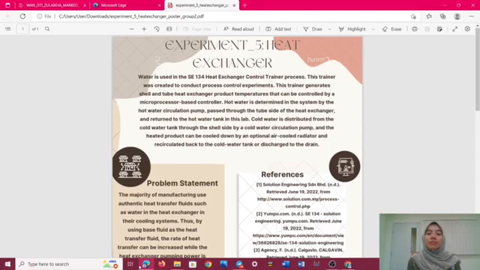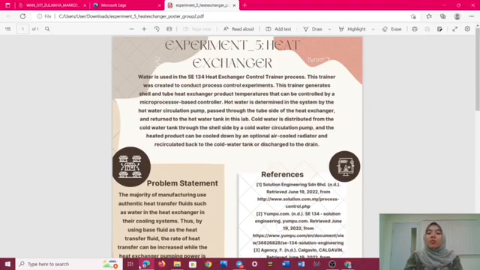This trainer features a shell and tube heat exchanger whose product temperature can be controlled by a microprocessor-based controller. Hot water in this lab is heated in the system by the hot water circulation pump, passed through the tube side of the heat exchanger and returned to the hot water tank. Then cool water is distributed from the cool water tank through the shell side by the cool water circulation pump, and the hot product can be cooled down by the operational air cooler radiator.